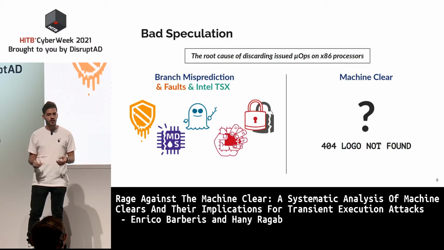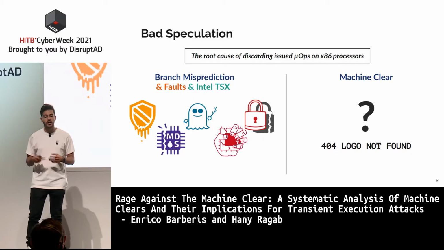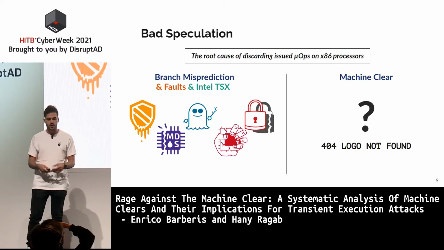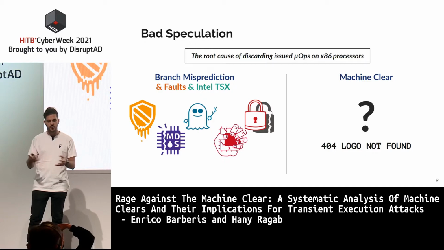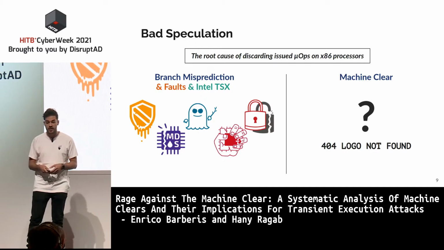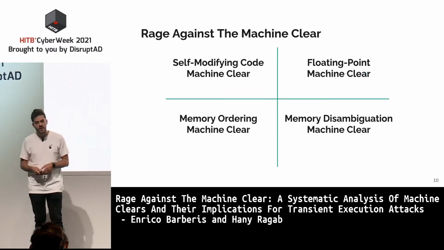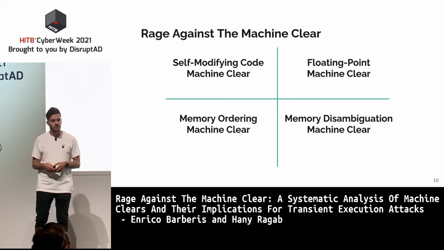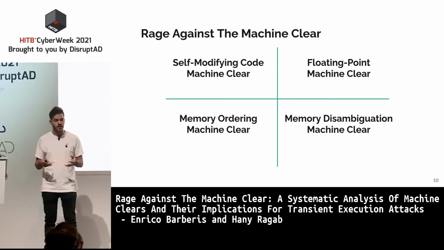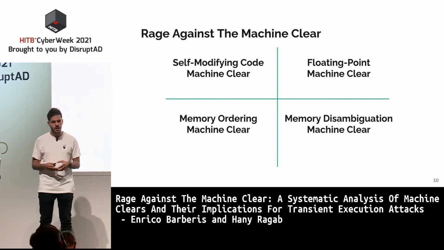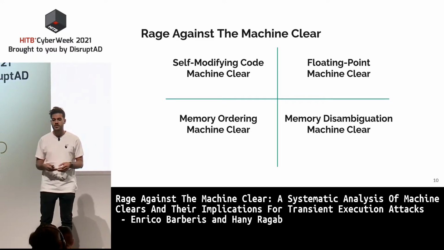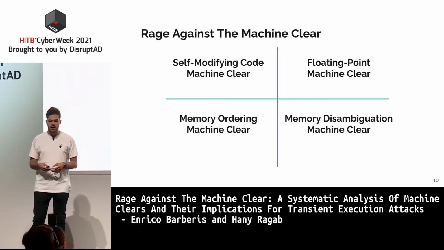So everyone that wanted to create a transient execution path had either to create a fault, abort an Intel TSX transaction, or mistrain a branch predictor and mispredict. But no one explored the other ways of creating these transient execution paths that fall under the class of machine clear. And this is what we did in this work. So in this work, we performed the reverse engineering and the security analysis of the four main types of machine clear, which are self-modifying code, floating point, memory ordering, and memory disambiguation machine clear.